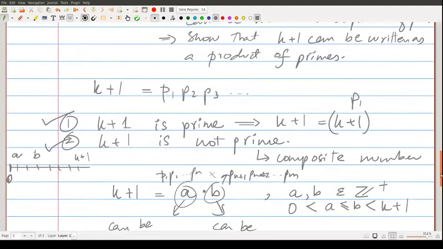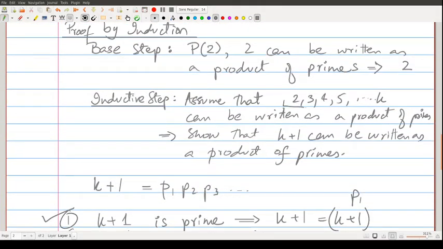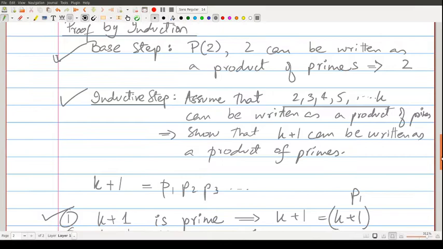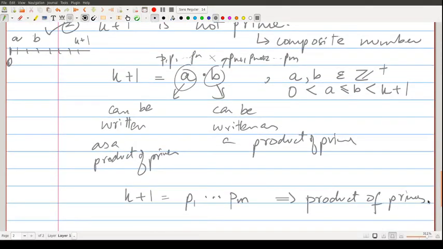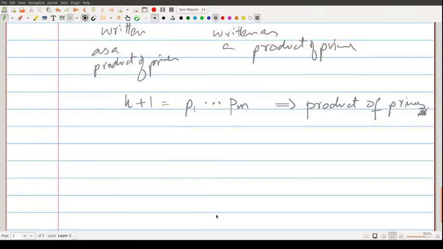So I have shown that if I assume that it holds for all these statements up until k, then I have shown that it holds for k plus 1. So I have proven the inductive step as well, and I have already proven the base step. So the proof is therefore complete. Therefore any positive integer can be written as a product of primes, and we can check this, of course.